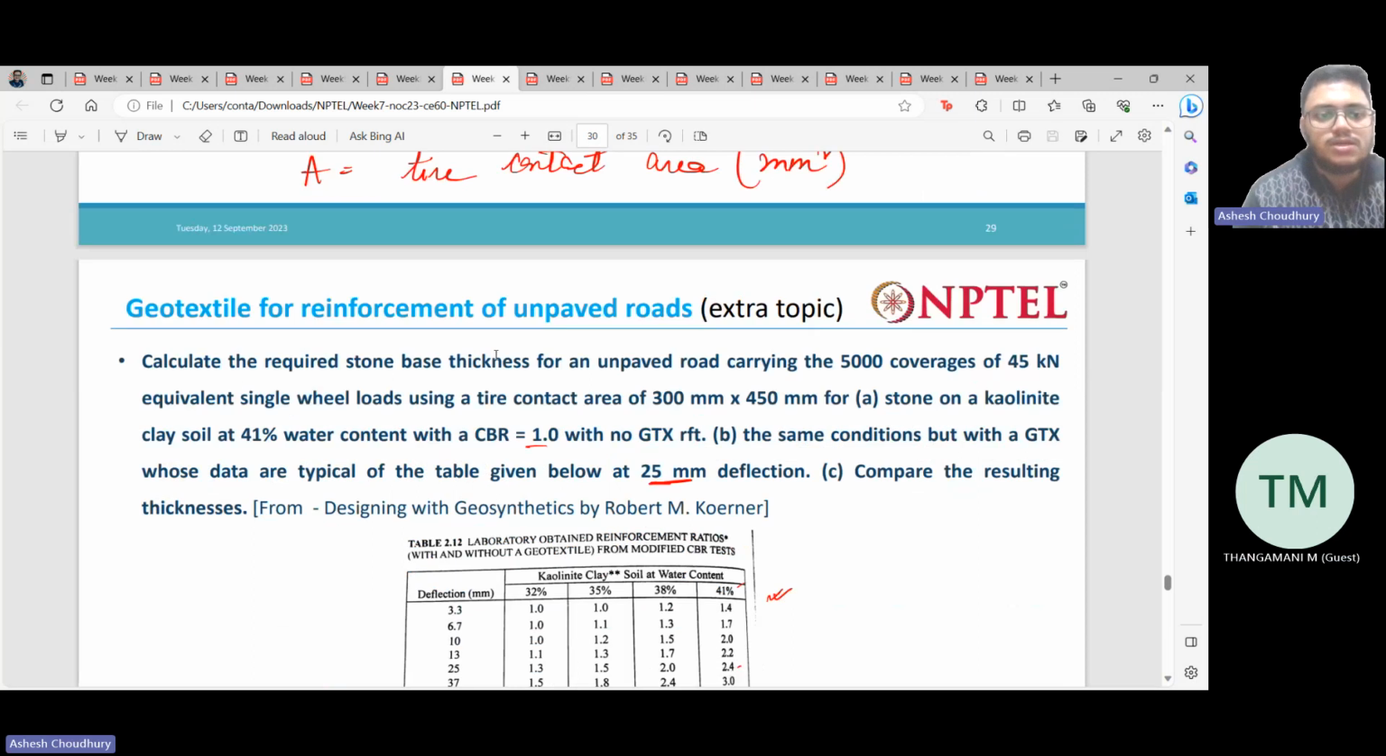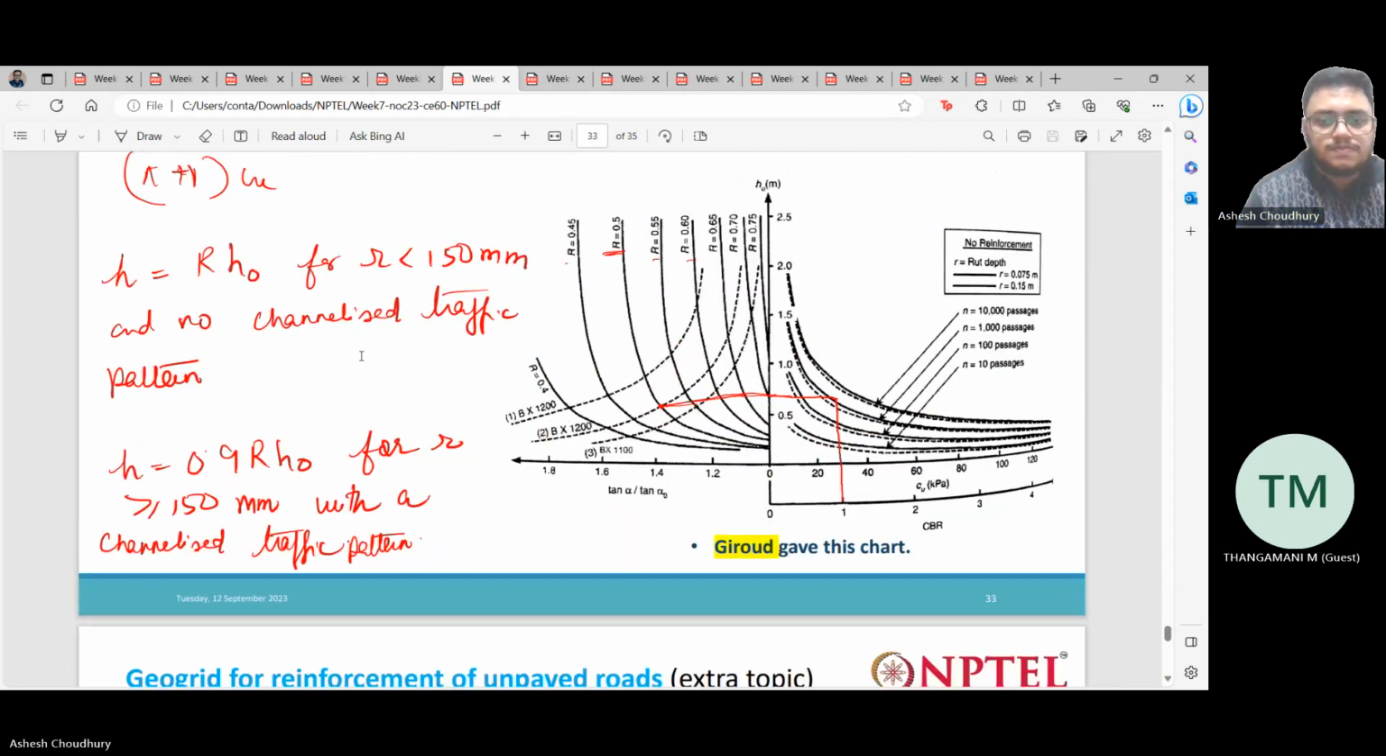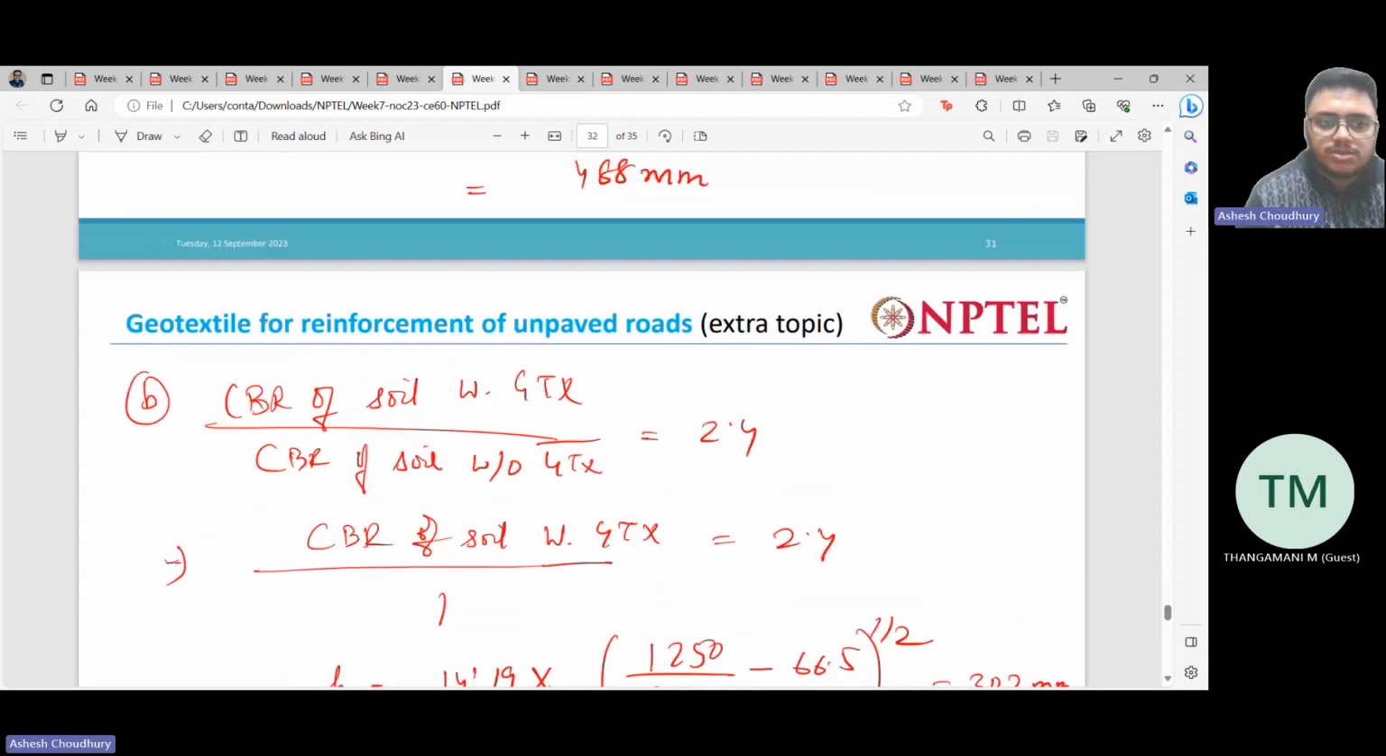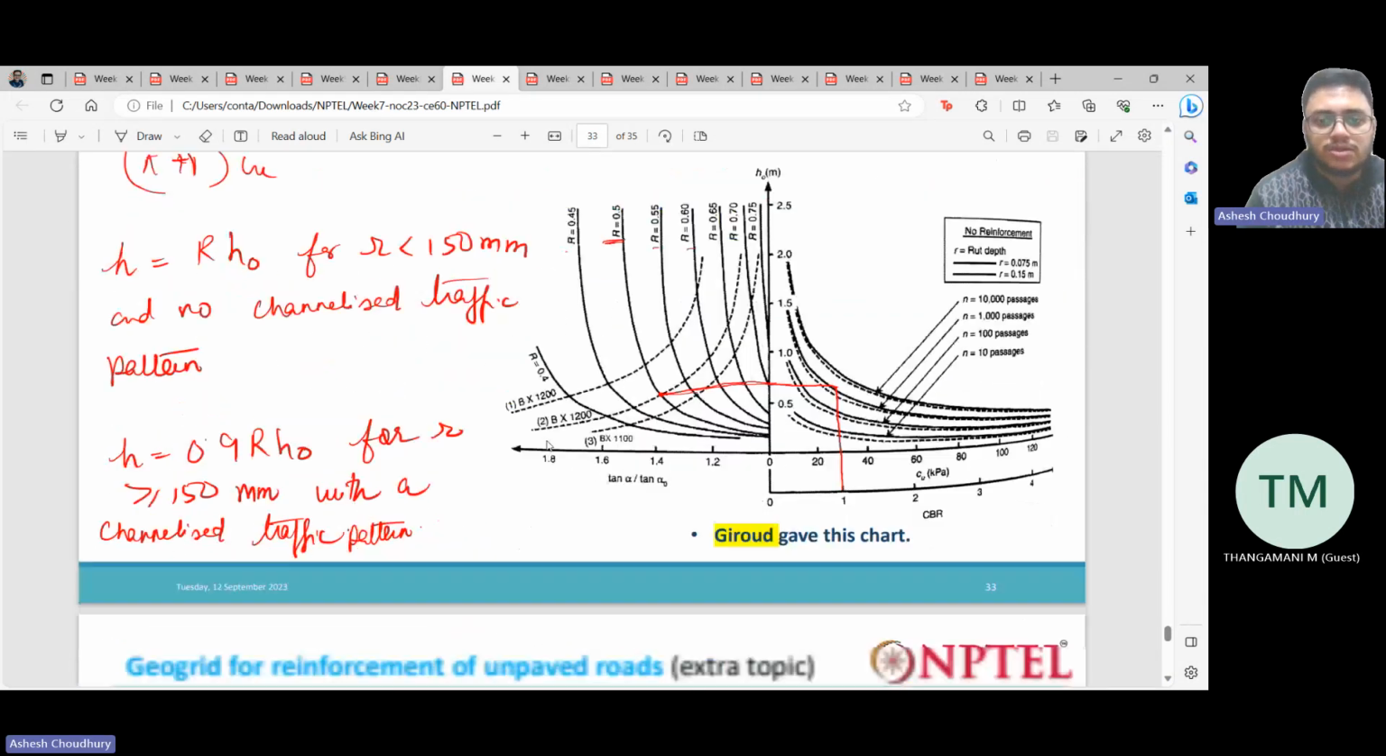So all these things we discussed regarding that. First we discussed geotextile, then we discussed geogrid reinforcement.